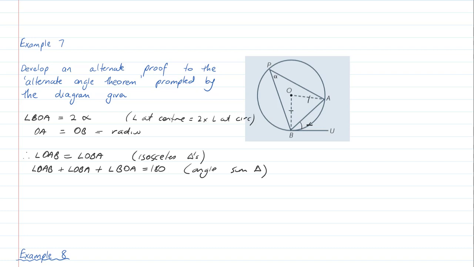I know BOA is equal to 2 alpha, and I know that OAB plus OBA, they're equal, and I want to deal with this angle here, so OBA, so I call this 2 times angle OBA plus 2 alpha equals 180, and that means that 2 times angle OBA equals 180 minus 2 alpha, which means that angle OBA equals 90 minus alpha.